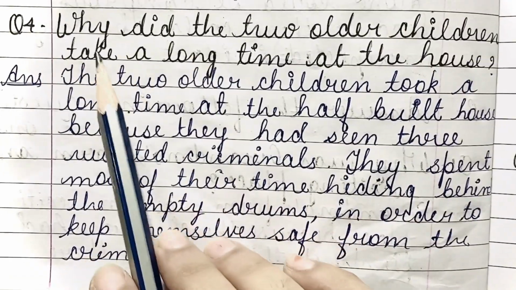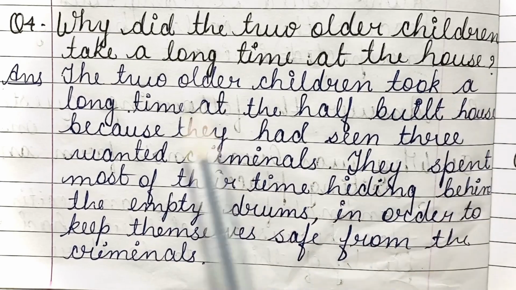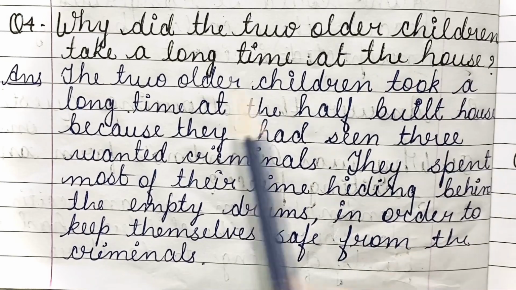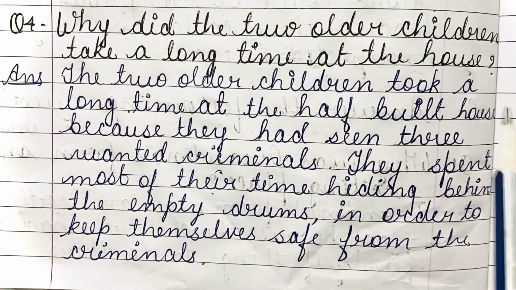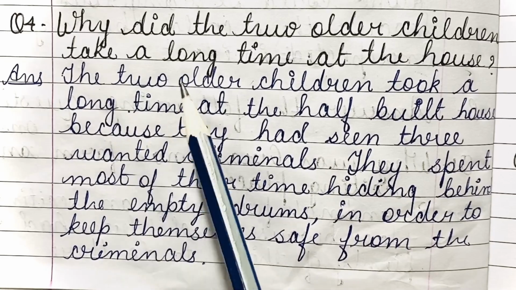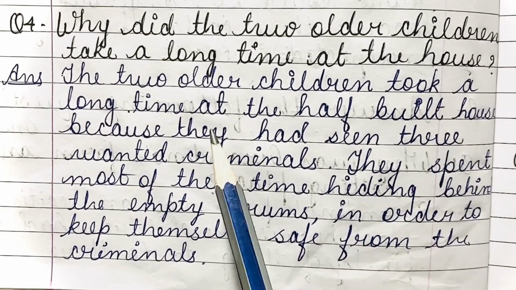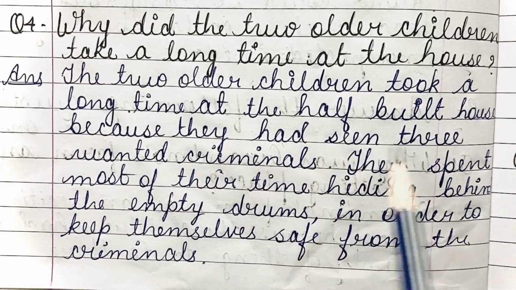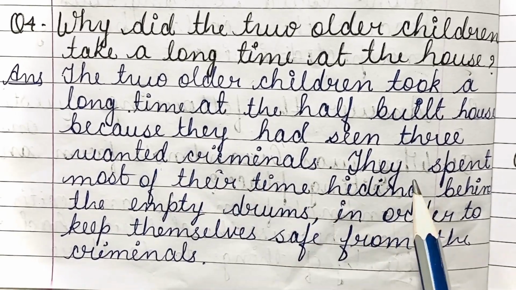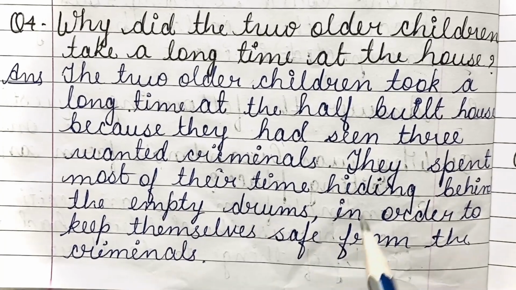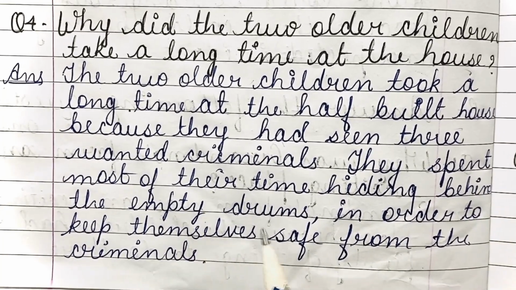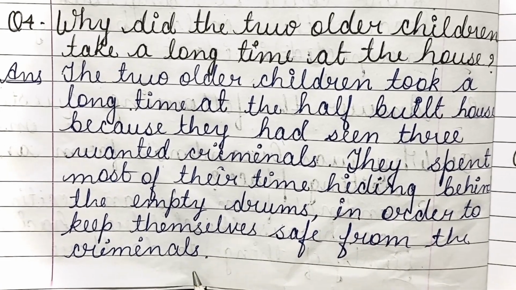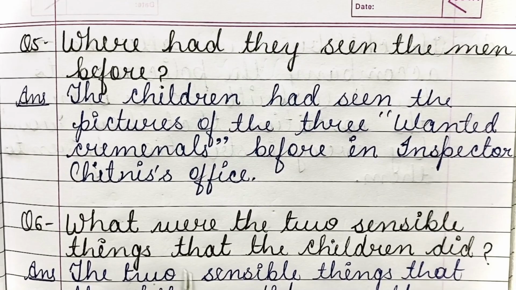Next question is, why did the 2 older children take a long time at the house? So the answer is, the 2 older children took a long time at the half-built house because they had seen 3 wanted criminals. They spent most of their time hiding behind the empty drums in order to keep themselves safe from the criminals.